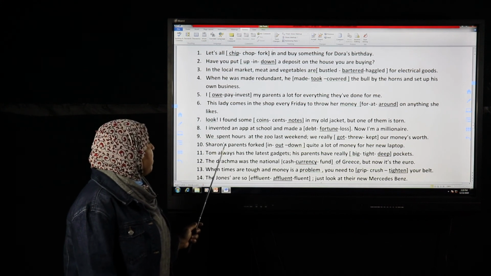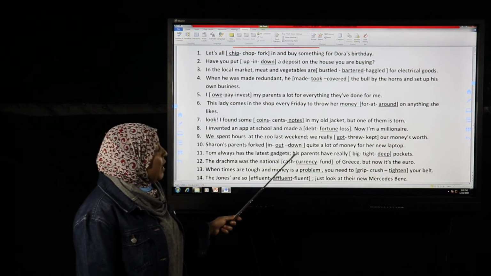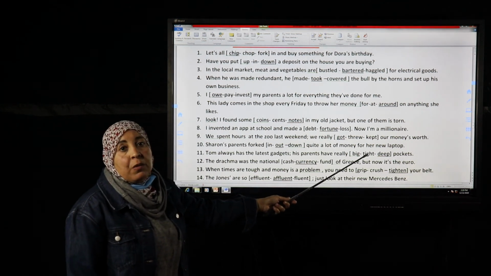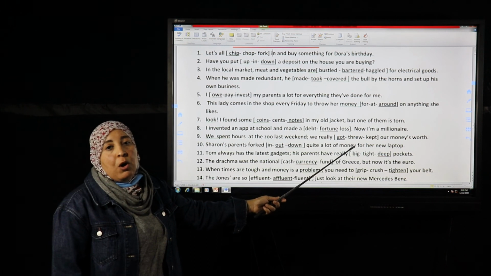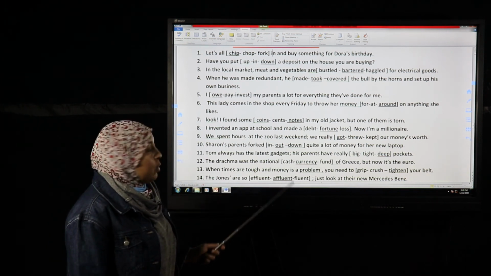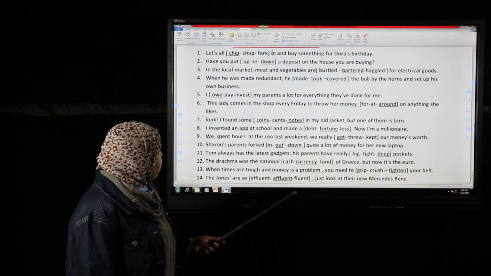Number 8, I invented an app at school and made a fortune. Now I am a millionaire. Number 9, we spent hours at the zoo last weekend. We really got our money's worth. These words have to be studied by heart. Number 10, Sharon's parents forked out quite a lot of money for her new laptop.